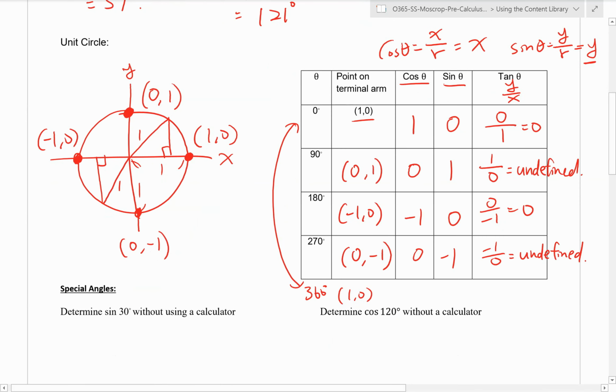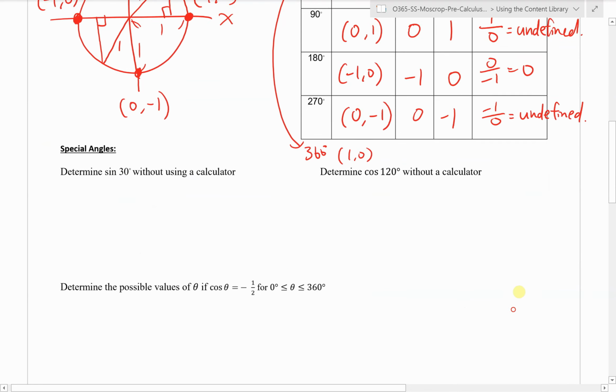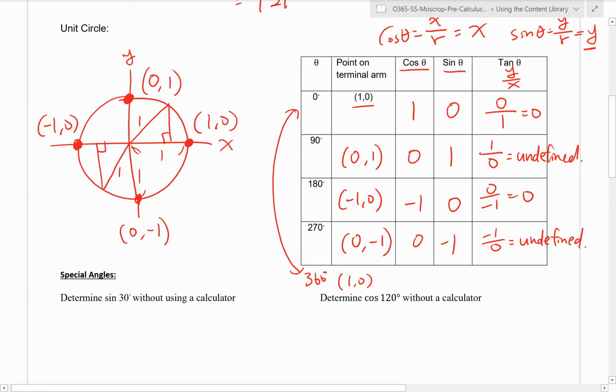Okay, so this is what I should have. Again, cosine is about x. At 180 degrees, x is negative 1, y is 0. At 270 degrees, x is 0, and y is negative 1. Tangent is y over x. So tangent theta is y over x, so that's 0, and this is undefined. Okay, so that's the unit circle.